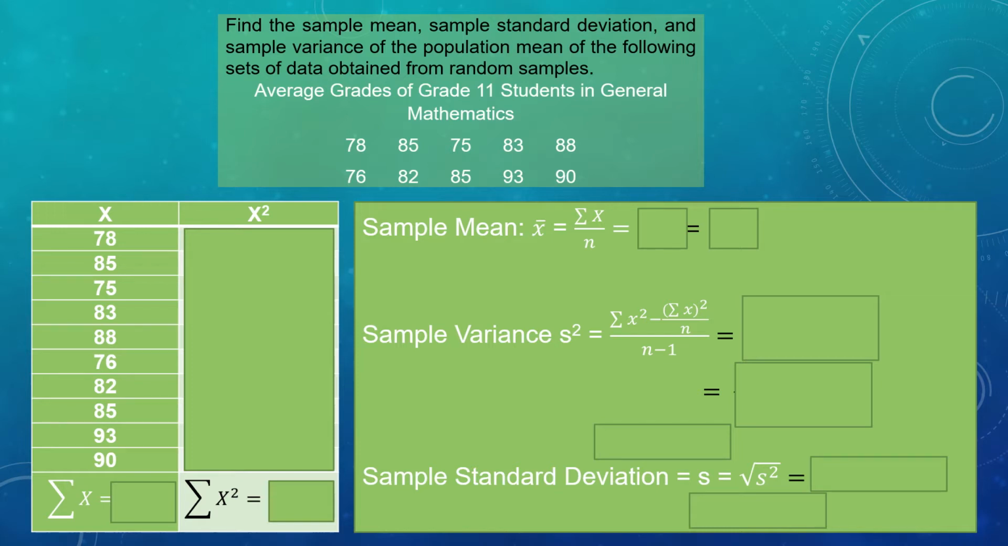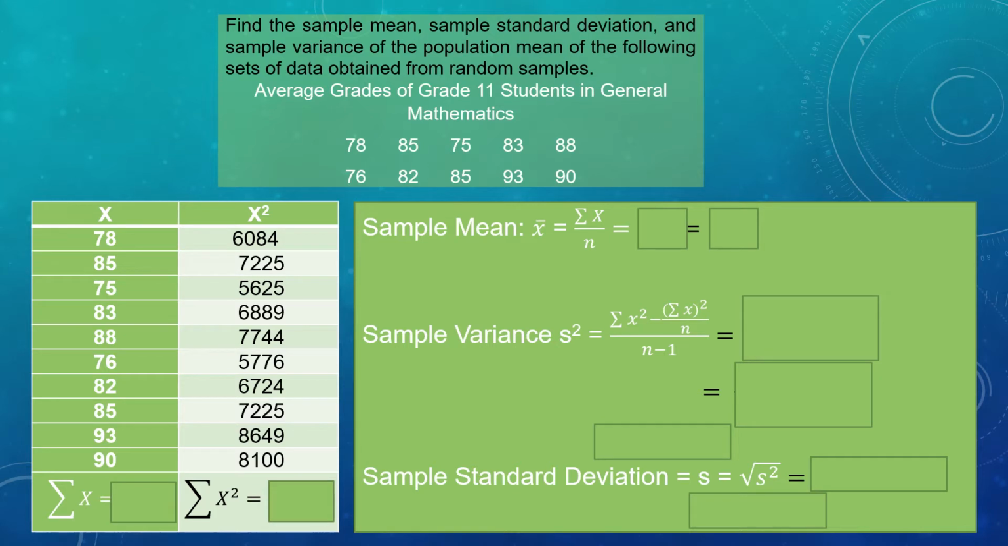For instance, 78. You multiply 78 by 78 and it will be 6,084. 85 times 85 is equal to 7,225. 75 times 75 is equal to 5,625. 83 times 83 is equal to 6,889. 88 times 88 is equal to 7,744. 76 times 76 is equal to 5,776. 82 times 82 is equal to 6,724. 85 times 85 is equal to 7,225. 93 times 93 is equal to 8,649. And 90 times 90 is equal to 8,100.